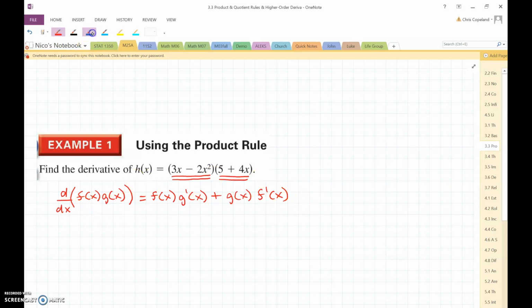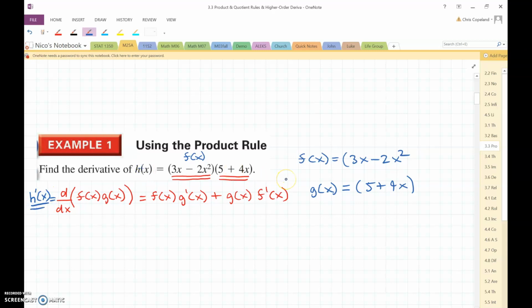And if we look at this particular problem, I'm going to say that this is f of x. I'm going to say f of x is equal to 3x minus 2x squared. And I'm going to say g of x is equal to 5 plus 4x. So this is just equal to h prime of x. Right? That's the derivative of this whole thing. So let's see if we can solve this. So f of x is just equal to 3x minus 2x squared.